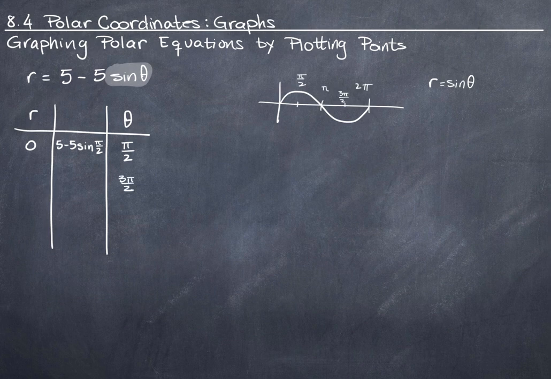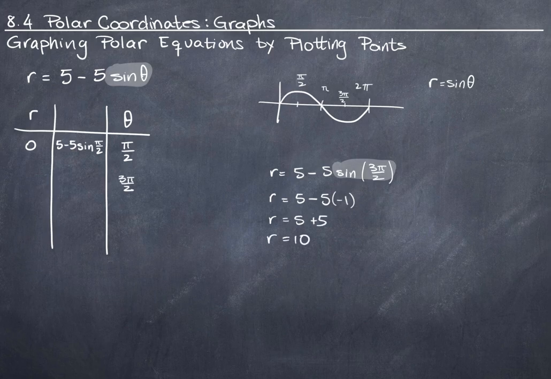Now I have to do some arithmetic. I have r equals 5 minus 5 times the sine of 3 pi over 2. And I know what the sine of 3 pi over 2 is. It's -1. So that makes this equation r equals 5 minus 5 times -1, or 5 plus 5, which is 10. So the maximum radius is 10, and it occurs at the angle 3 pi over 2.